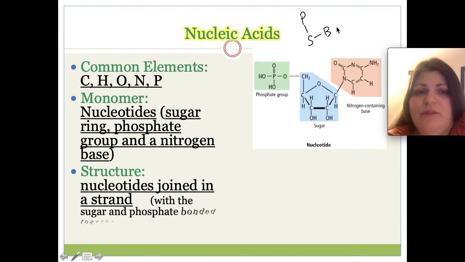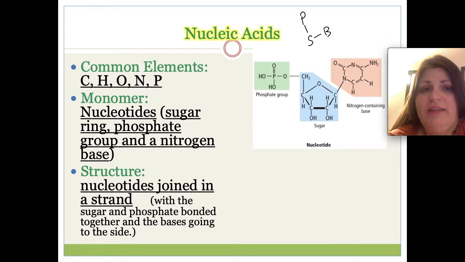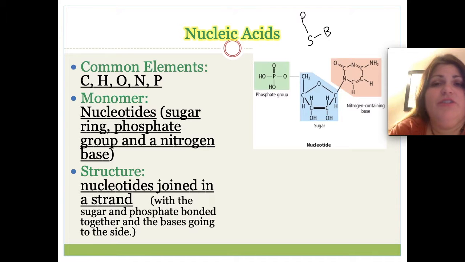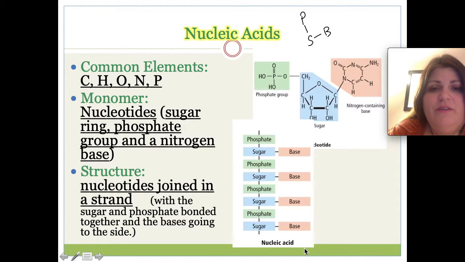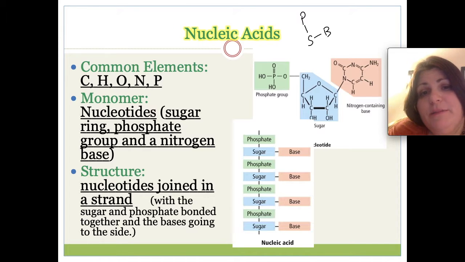And the structure is that the nucleotides join in a strand. So what happens is that phosphates join to sugars, which join to phosphates, which join to sugars, and the bases all stick off to the side. So it looks something like that. In the case of DNA, DNA is double-stranded, so there are 2 strands that go together. In the case of something called RNA, which is kind of DNA's shorter cousin, it's made of only 1 strand.